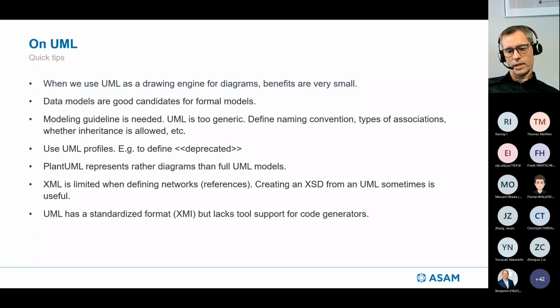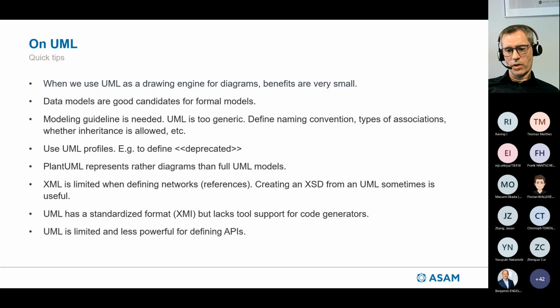So UML has a standardized format, but lacks tool support for code generators. That's a big disadvantage of UML. As I said, I like to generate code out of models, but reading XMI is every time giving me a hard time since there is no parser or something like that for it.